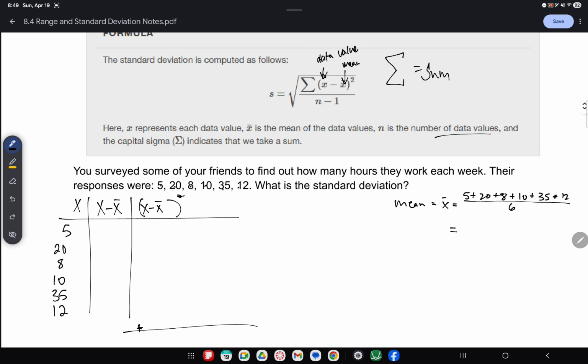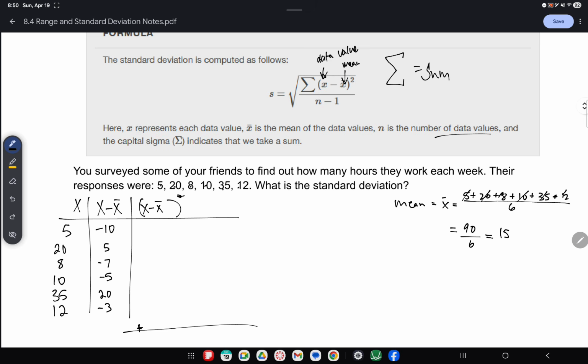All right. If I add all these up, let's see: 30, 65, 70, 70 and 20 makes 90. So 90 divided by 6 gives 15. What we're going to do is take each value and subtract the mean. So 5 minus 15 is negative 10. 20 minus 15 is 5. 8 minus 15 is negative 7. 10 minus 15 is negative 5. 35 minus 15 is 20. And 12 minus 15 is negative 3.